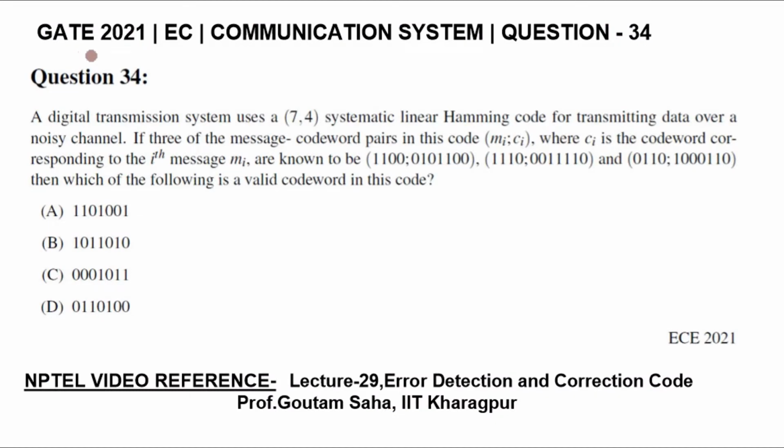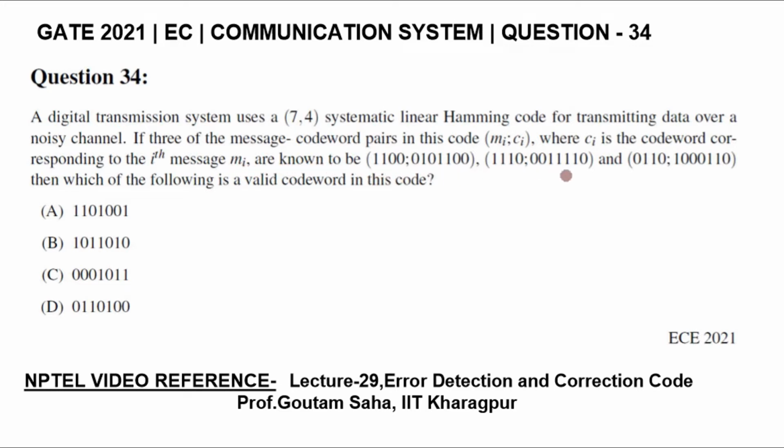This question was asked in GATE 2021 EC paper for 2 marks. A digital transmission system uses a (7,4) systematic linear Hamming code for transmitting data over a noisy channel. If three of the message-code word pairs in this code are (Mi, Ci), where Ci is the code word corresponding to the ith message and Mi are known to be.